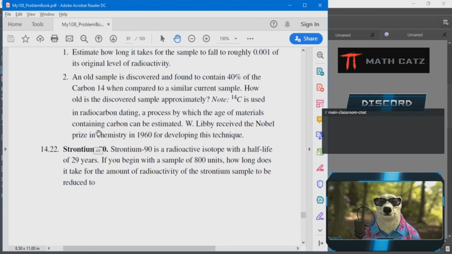So this is called carbon dating. By measuring the carbon-14 in an old fossil or something and comparing it to what I find in current comparable samples, I can get an estimate of how old that sample approximately is. So I get an old sample and I see, oh, there's only 40% of the expected carbon-14 left. How old is that sample? How long did it take for carbon-14 to decay to 40% of whatever original amount there might have been?